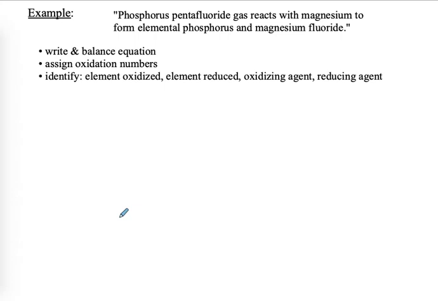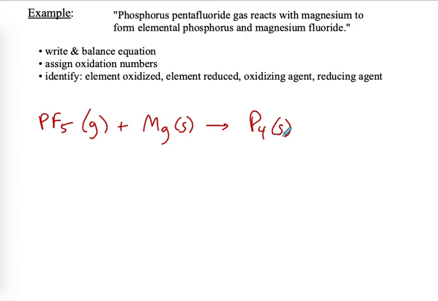So, phosphorus pentafluoride has the formula PF5. I tell you it's a gas because you have no other way of knowing its physical state. It reacts with magnesium, a pure element. Metals are monatomic solids. To form elemental phosphorus, you have in your notes that the most common form of elemental phosphorus is a tetratomic molecule, P4, which is a solid, and magnesium fluoride. Magnesium forms a cation with a 2+ charge. The fluoride anion has a single negative charge. So our formula of magnesium fluoride is MgF2, and you have in your notes that pure ionic compounds are always solid.